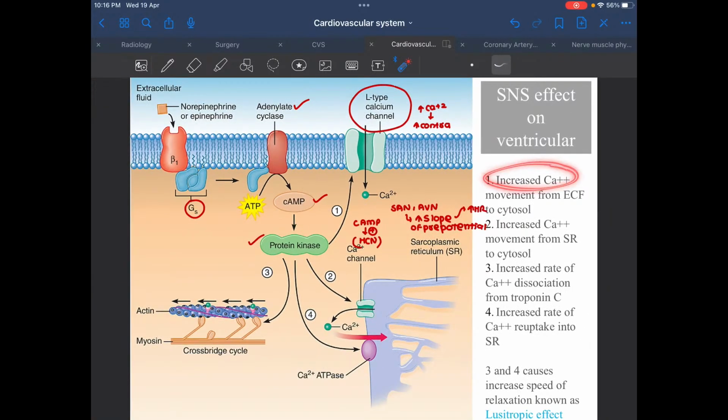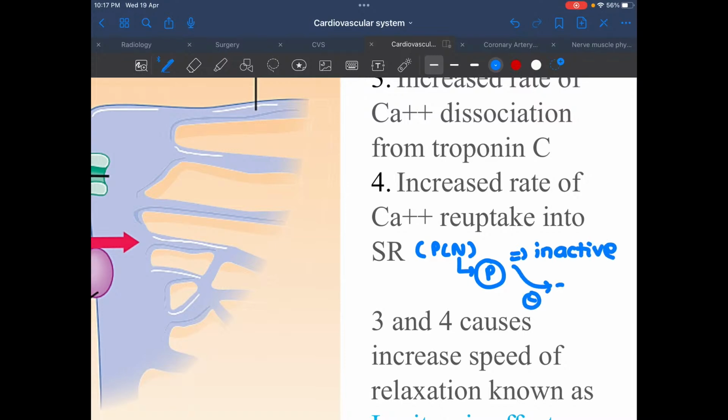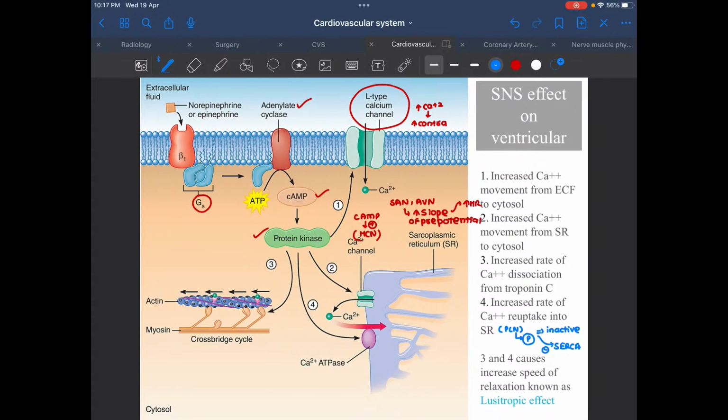One is your increased calcium moving from the ECF to the cytosol. That's one. There's increased calcium movement from the sarcoplasmic reticulum to the cytosol as well, because here also the calcium channel, that's your IP3 receptor or your ryanodine receptor, is also modulated by your protein kinase. Then we can have an increased rate of calcium dissociation from your troponin C, a very important mechanism indeed. And we can have an increased rate of calcium reuptake into your sarcoplasmic reticulum. How was this mediated? We studied something known as phospholamban, and how phospholamban, when it is phosphorylated, is inactive. Okay? And this phospholamban was the one which was inhibiting your SERCA. So now we have freed the SERCA from its inhibition. Now we can generate a greater amount of contractions in a given unit of time.